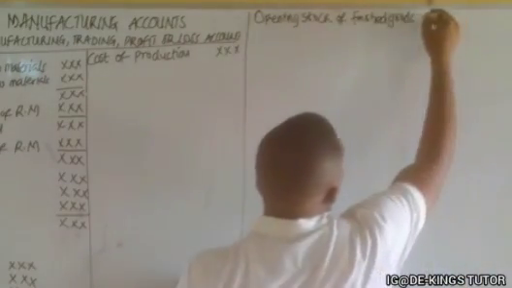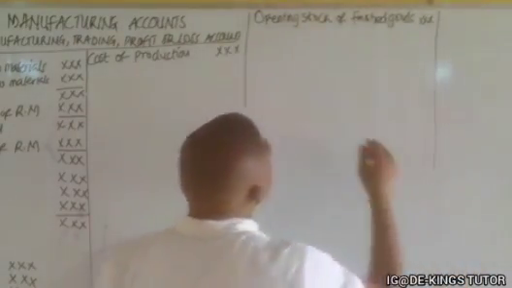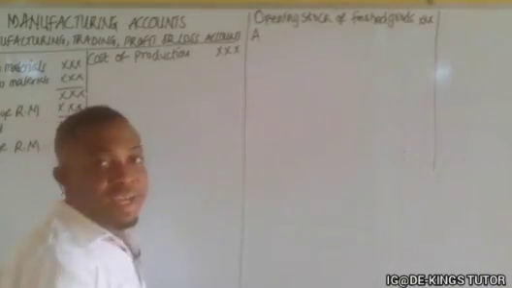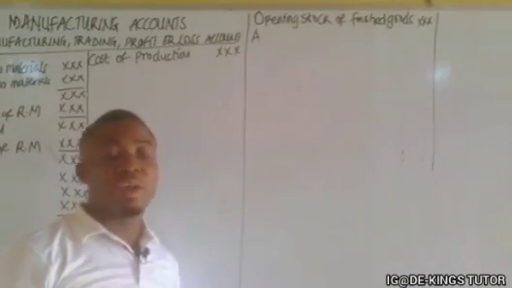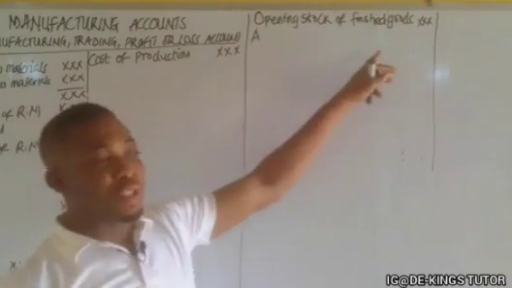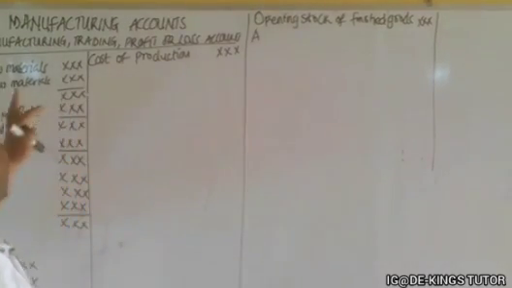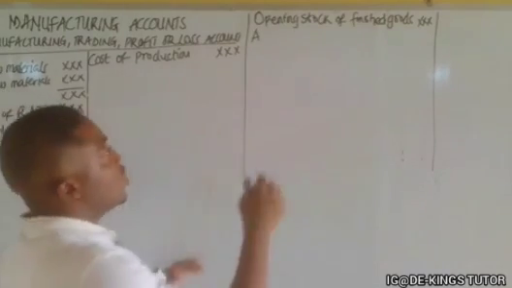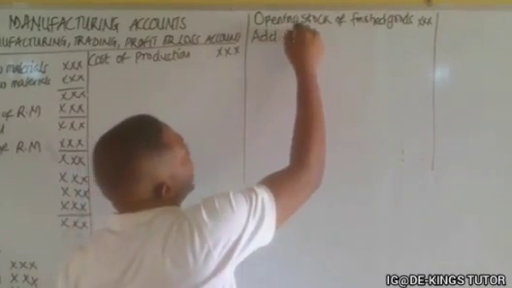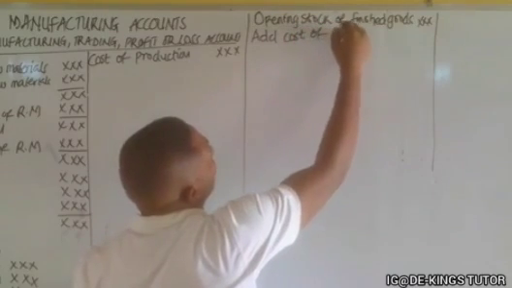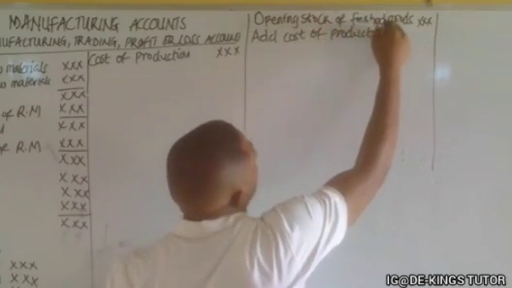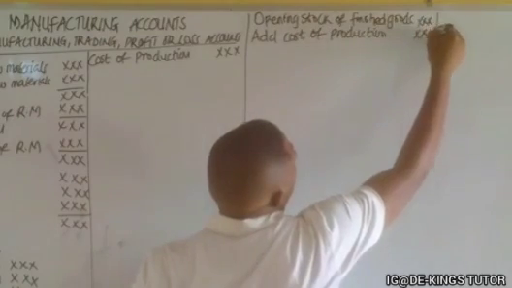Opening stock of finished goods. Okay? Now, remember in our trading profit and loss account, we're supposed to add purchases. But here, this firm is involved in manufacturing. So what we'll add is the cost of production. Okay? So we'll say add cost of production.